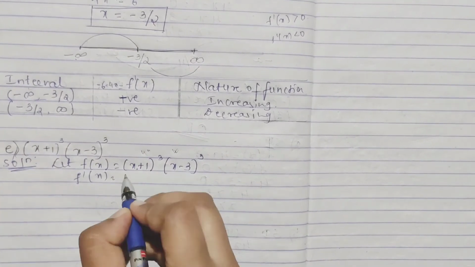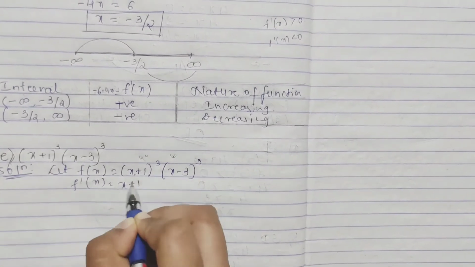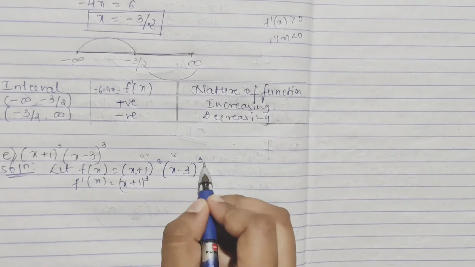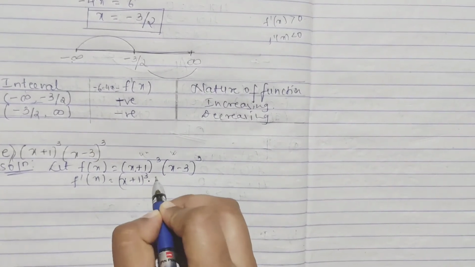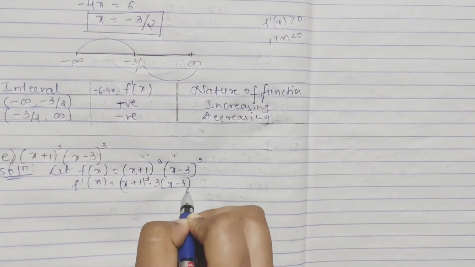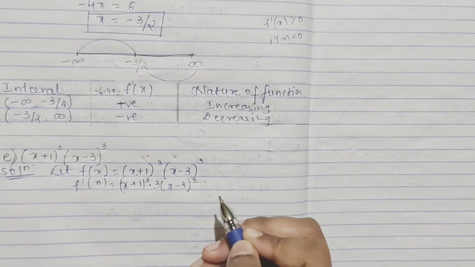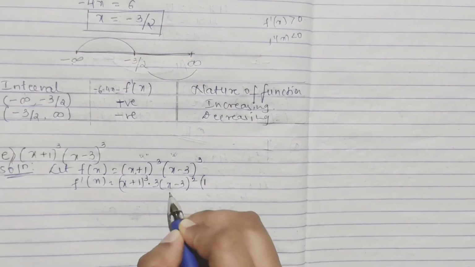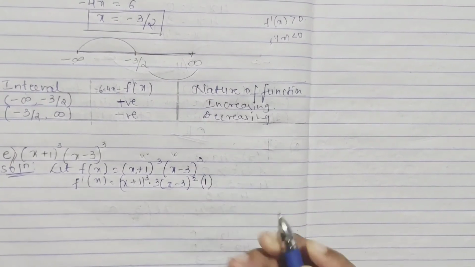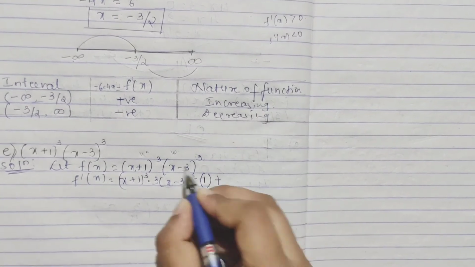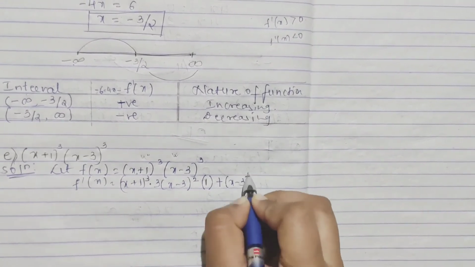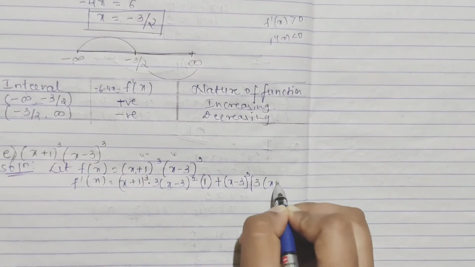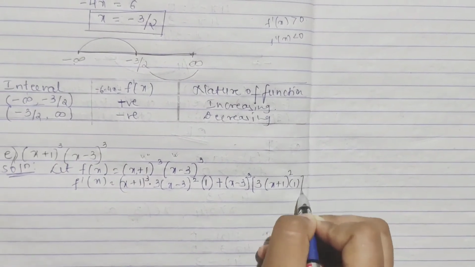Keeping your u as it is, I am keeping first my x plus 1 whole cube as it is, differentiating your v, and v is also first x raised to n. So it will be 3 into x minus 3 whole square, again into interior differentiation, of x is 1 and 3 is 0. So this is your u, plus keeping your v as it is, x minus 3 whole cube, differentiating your u, x raised to n it is, so 3 into x plus 1 whole square, and again interior it is 1.